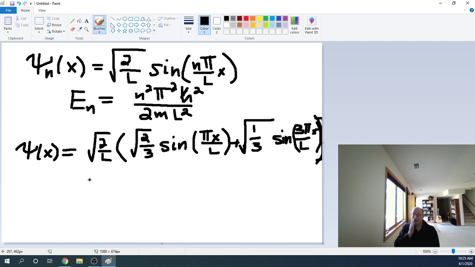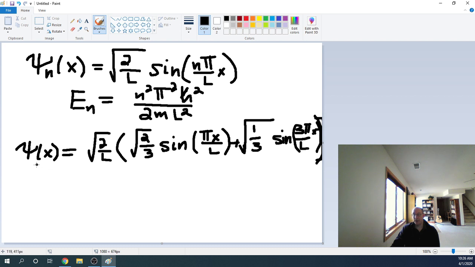Okay, so let's say this was a wave function. Notice that it's a sum; I've got the common factor of square root of 2 over L, which I brought outside the parentheses. Then there's a coefficient times the wave function sine of pi x over L, which corresponds to n equals 1. And then there's another coefficient in front of sine of 3 pi x over L, the part that looks like n equals 3.